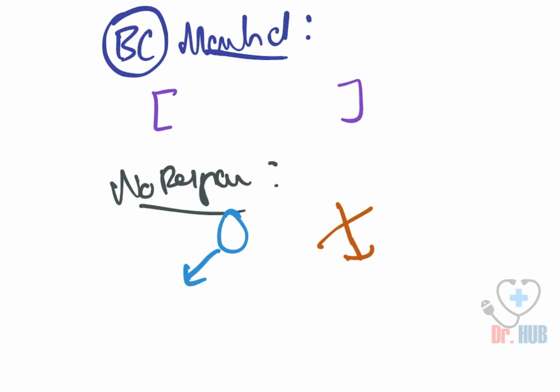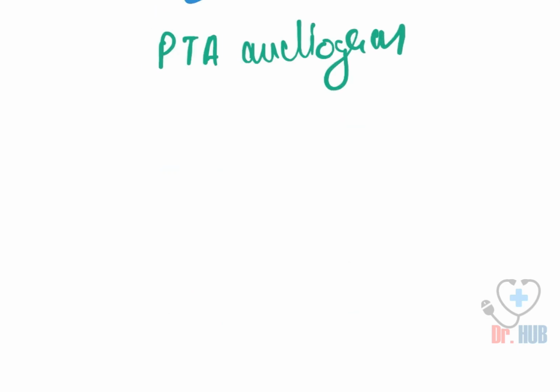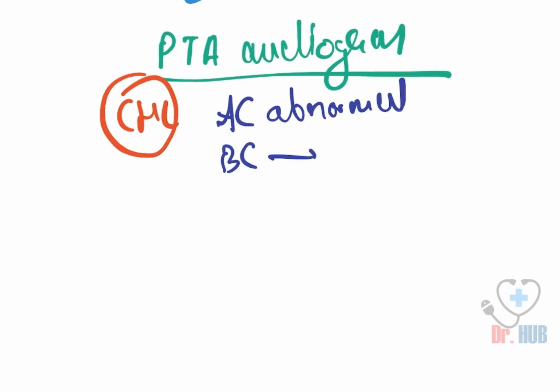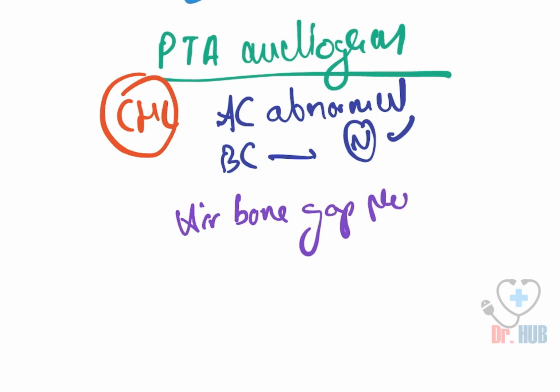Now we move on more in detail about the findings in the PTA audiogram. So in case of the conductive hearing loss, how is it? In case of the conductive hearing loss, the AC is abnormal, and the BC is normal, and there is a presence of the air-bone gap. So there is an air-bone gap which is present.